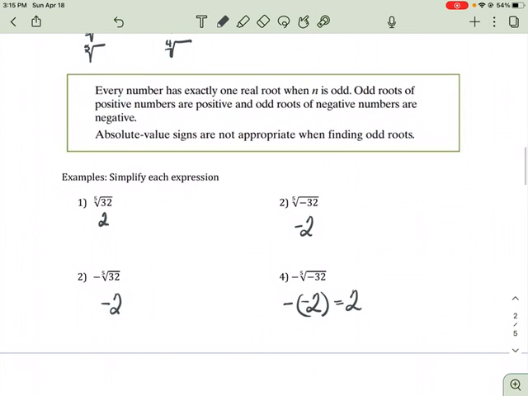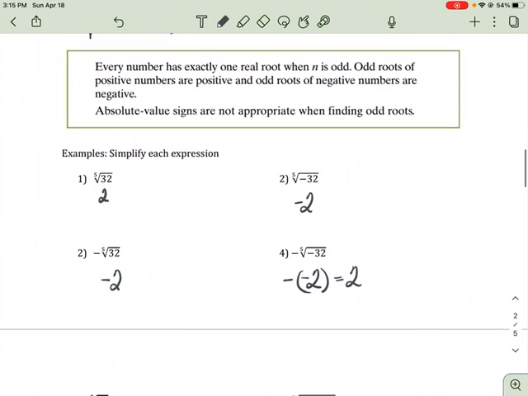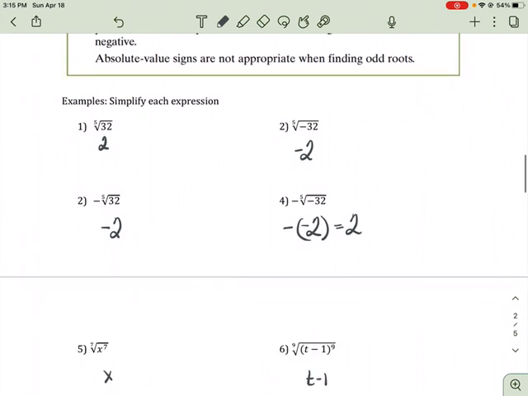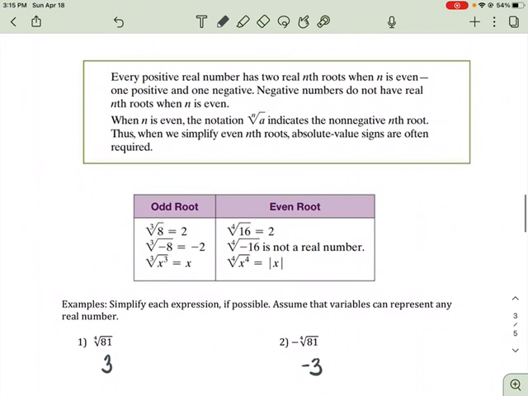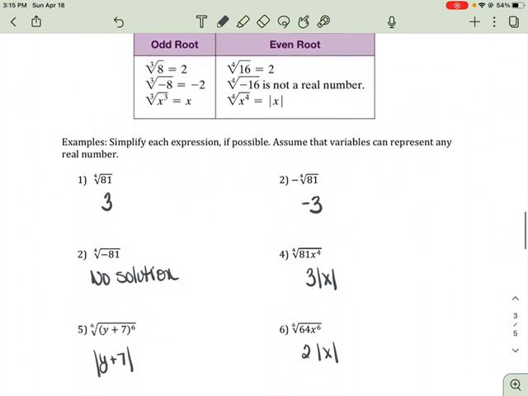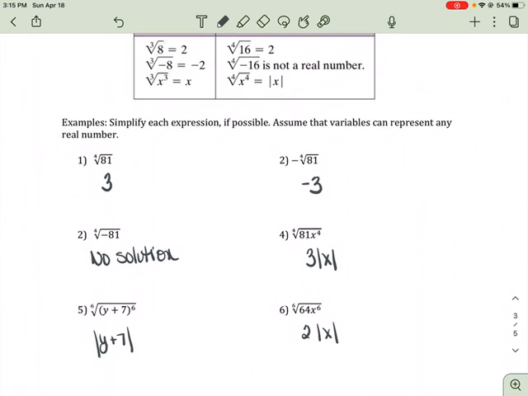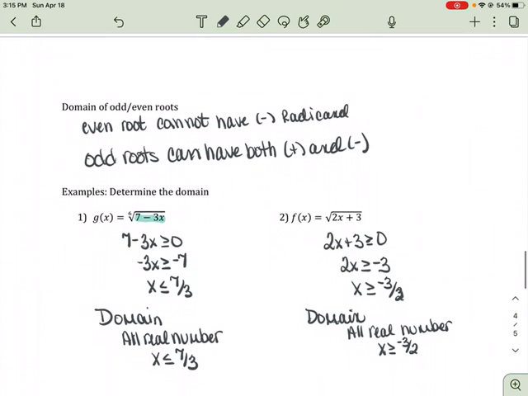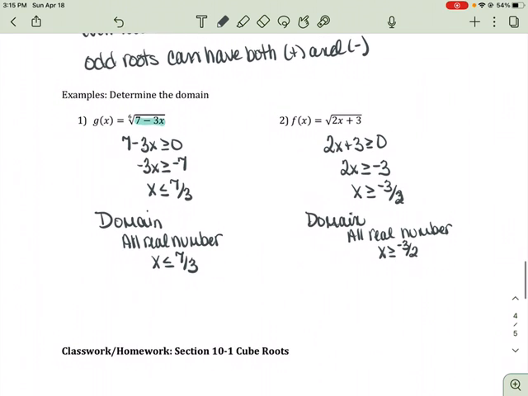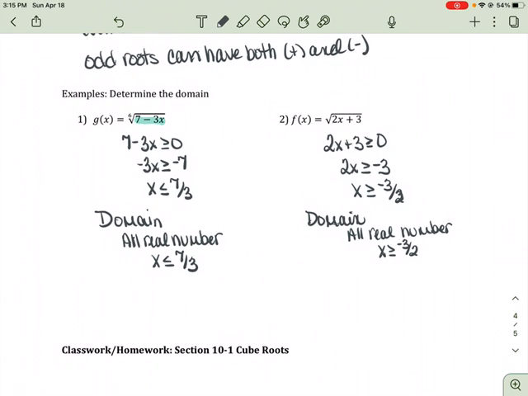Okay. All right, so things that we have to be concerned about. Odds, our number underneath can be positive or negative. Evens, our number underneath has to be positive. Okay, and we're going to use absolute value signs for even roots, but not odd roots. Okay. And then for domain, again, domain for cube roots and odd roots is going to be all real numbers. It doesn't matter what's underneath. Even roots, we have to set it greater than or equal to 0 and then solve.